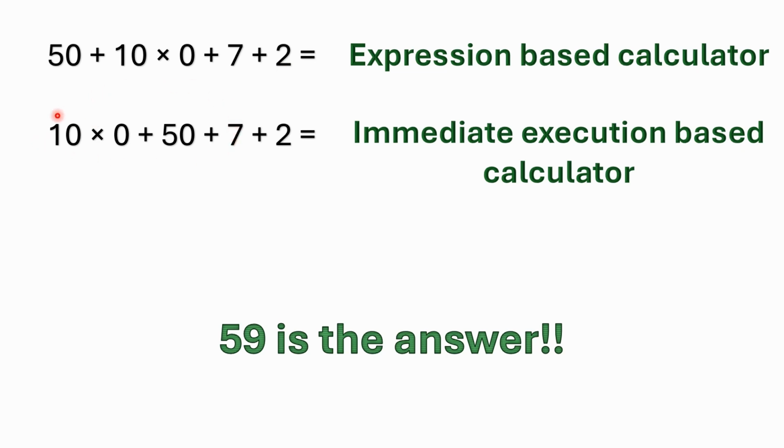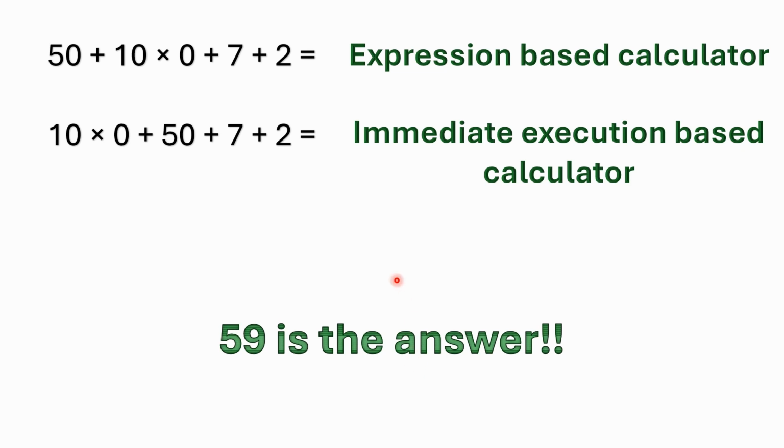correct answer, you've got a couple options here. The one option is to type the multiplication in first, 10 times 0, then plus 50 plus 7 plus 2. In both cases, you'll get 59, which is the correct answer.